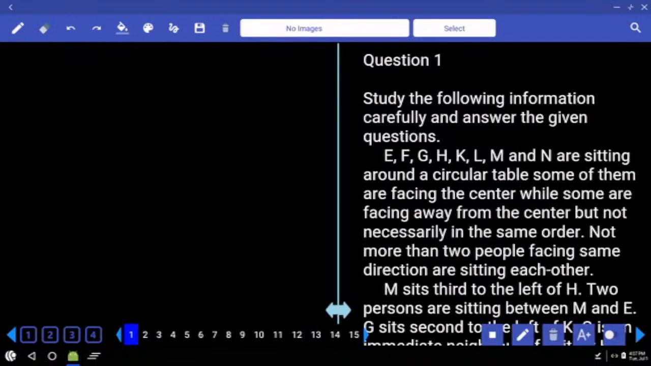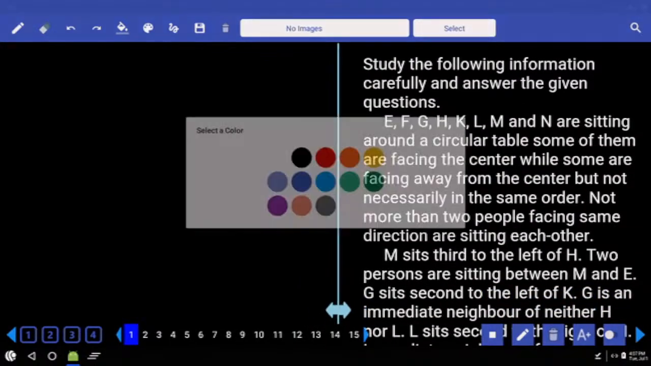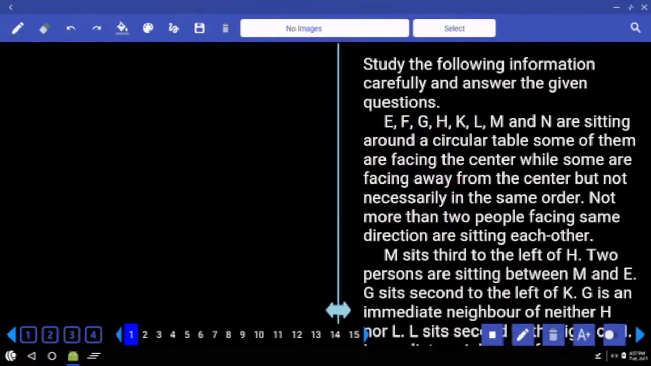Now question numbers 1 to 5, keep this one under second priority, because there are some persons who are facing the center and some who are away from the center. Here, how many persons are there? 8. These 8 persons are seated around a circular table, some inward and some outward.